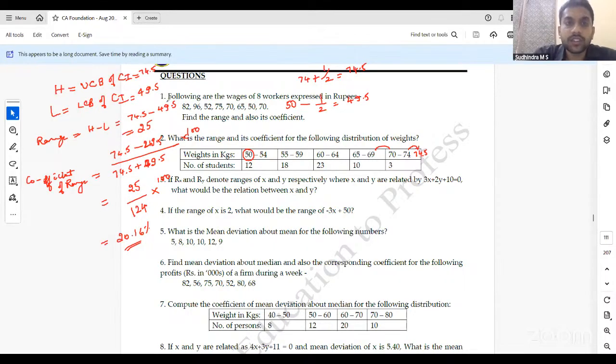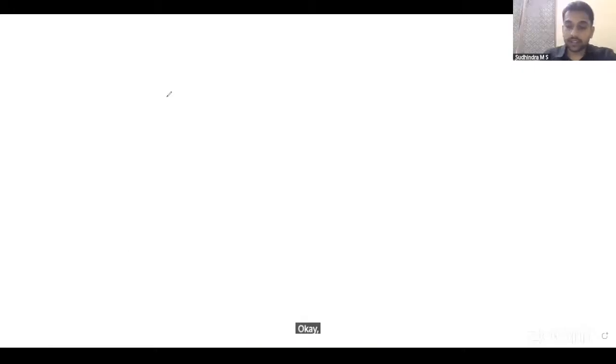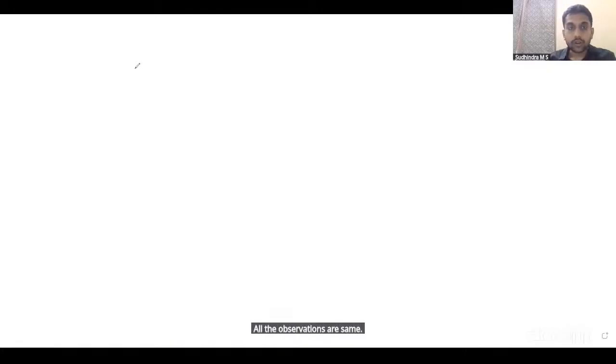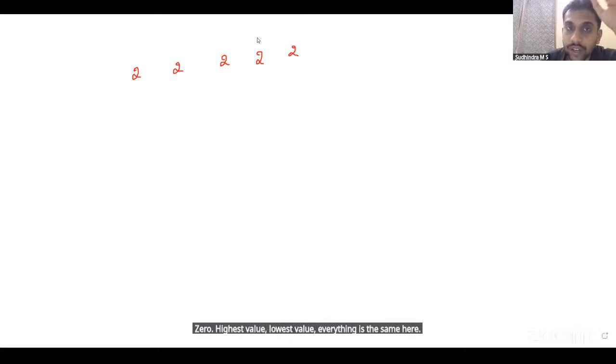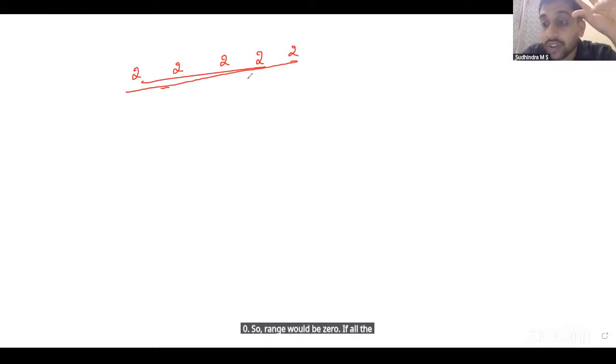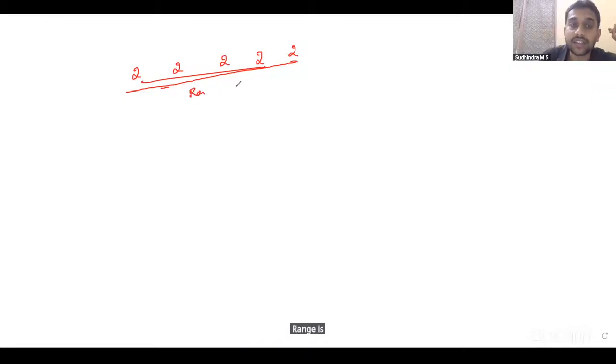Okay, fine. So we'll learn some properties of range. We have very few properties. Let's say all the observations are the same: 2, 2, 2. What would be the range? 0. Highest value and lowest value are the same. Highest value is 2, lowest value is 2, 2 minus 2 is 0. So if all the observations are the same, then range is 0.